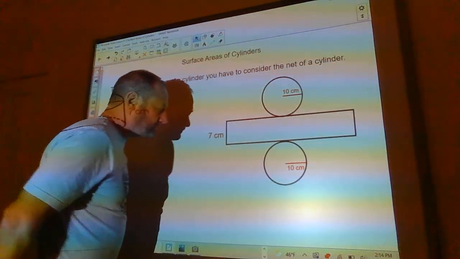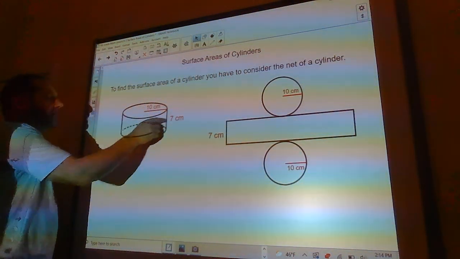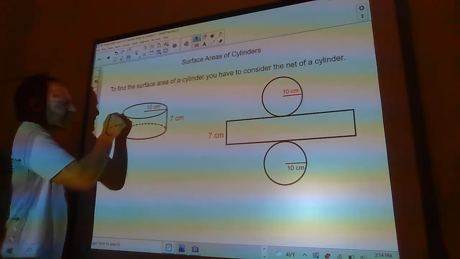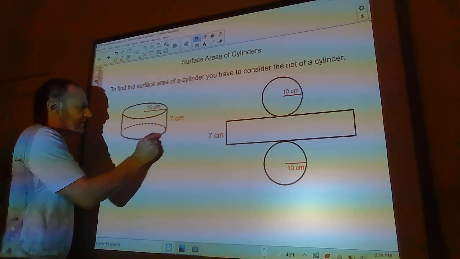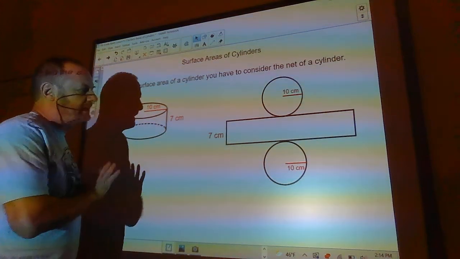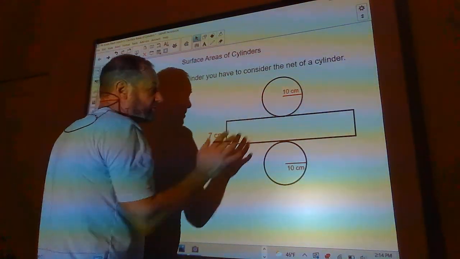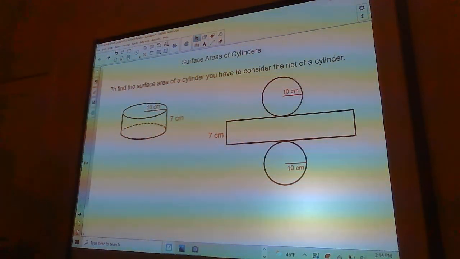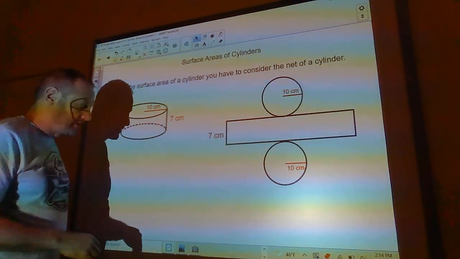So if we took this cylinder right here, and we took a pair of scissors and we sliced around the top and around the bottom and we slid it up the side and we laid this thing flat, it would look just like this. It'd be two circles with a rectangle in between.